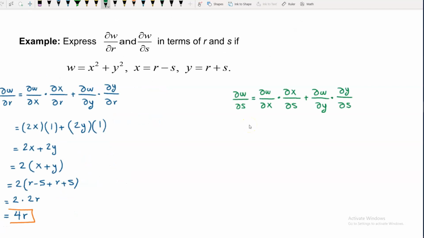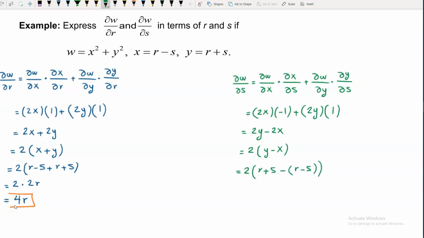Now finding the partial derivative of w with respect to s, it is equal to the partial derivative of w with respect to x times the partial derivative of x with respect to s, plus the partial derivative of w with respect to y times the partial derivative of y with respect to s. And this is equal to 2x times negative 1 plus 2y times 1. So this is 2y minus 2x, and that is equal to 2 times y minus x. y is r plus s, and x is r minus s.